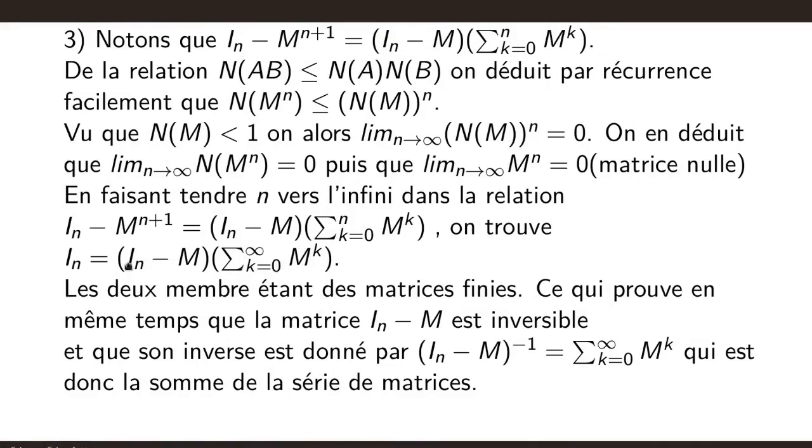So this equality, which is true, is an equality between matrices, as long as both terms are well defined, which proves both that I minus M is invertible, since by multiplying it by this sum, we find the identity. Notice that it is commutative, since only M is involved in it. And at the same time, the series sigma from k equals 0 to infinity of M to the power k is convergent, and its sum is exactly the inverse of I minus M.